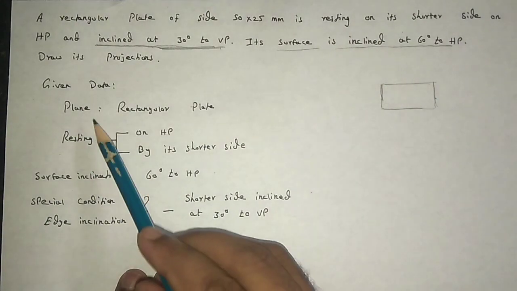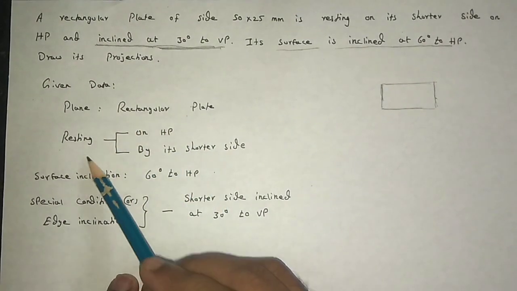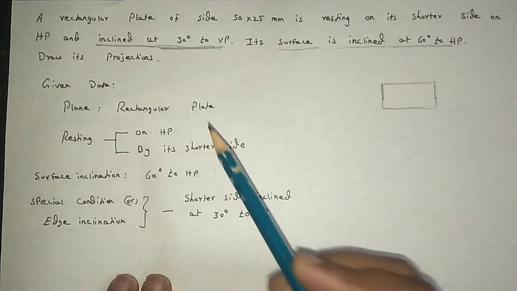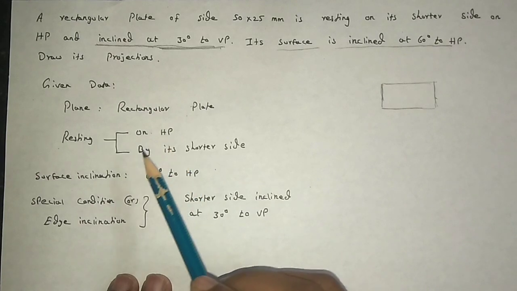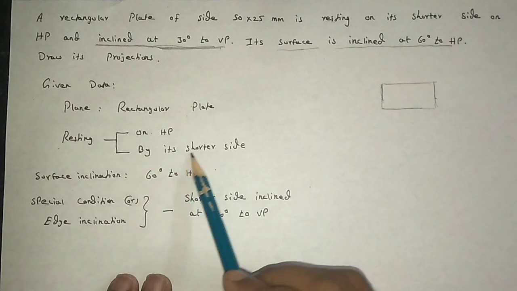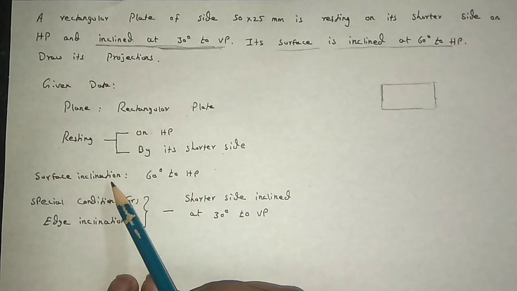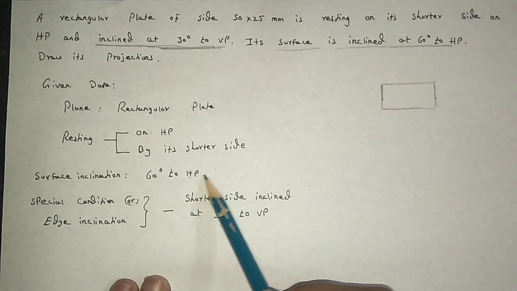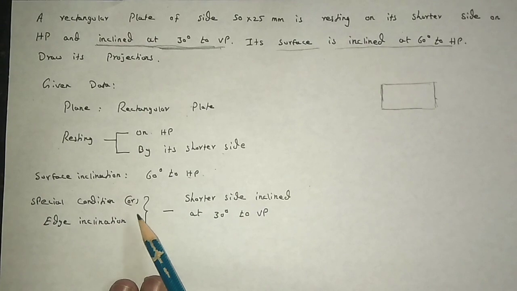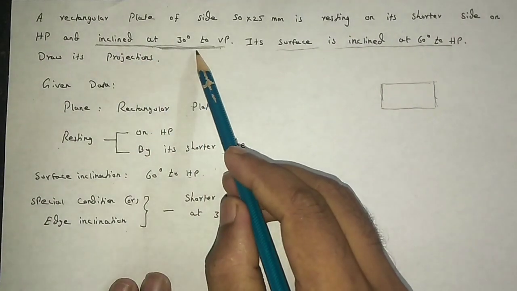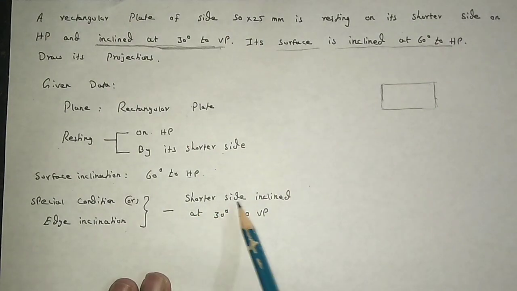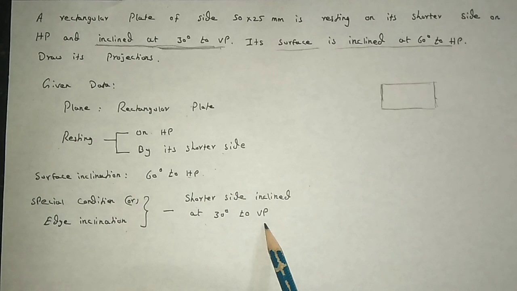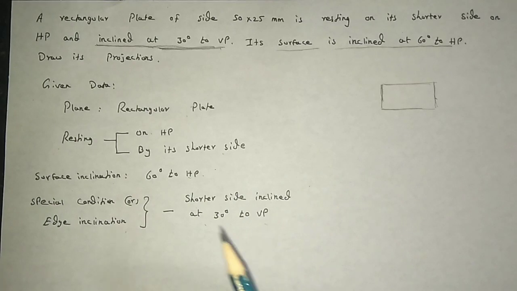Okay. So the given plane is a rectangular plate and resting on HP. And how it is resting? It is resting by its shorter side. And the surface inclination is 60 degree to HP. So this is coming on the second stage. And finally the third stage, the special condition or the edge inclination is it is inclined at 30 degree to VP. Okay. So shorter side is inclined at 30 degree to VP. So now we are going to draw the projection of rectangular plane.